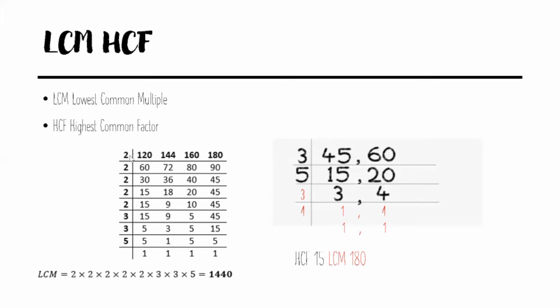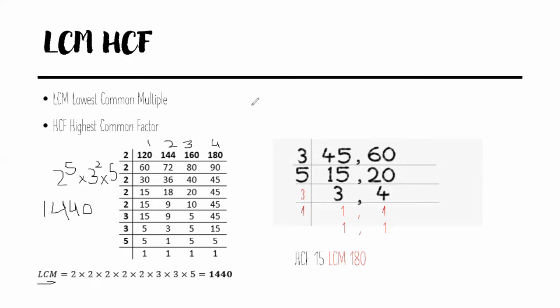By what did I divide them? I divided them by all these values. And since I consecutively kept on dividing them by all these values, I'm going to multiply all these values together to get my LCM. So 2 into 2 into 2 into 2 into 2 into 3 into 3 into 5. Or we can also express that as 2 to the power 5 into 3 square times 5, and the number we get is 1,440, which is the LCM for all these four values.